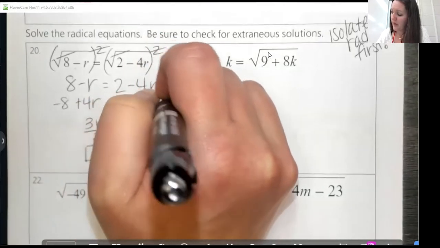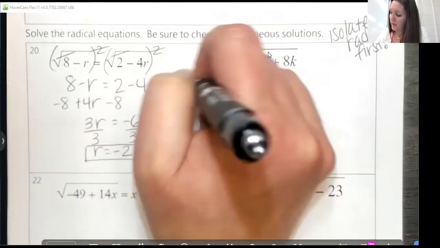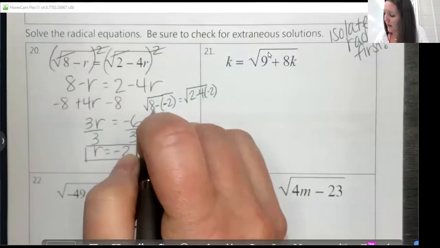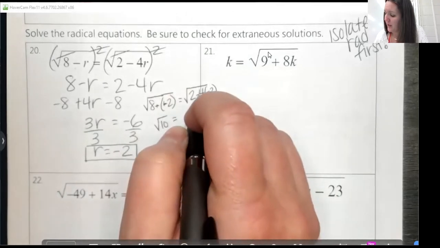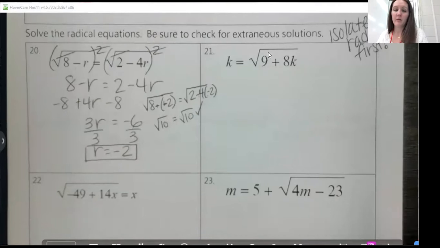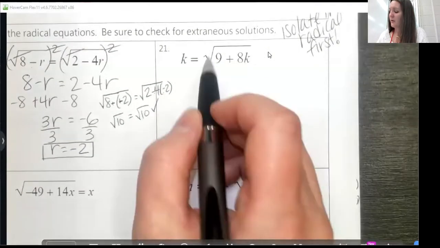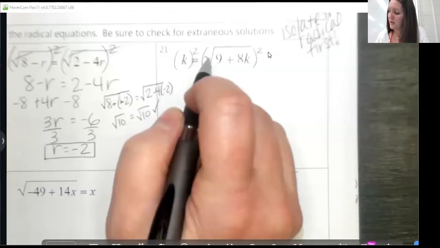So I have 8 minus a negative 2 equals the square root of 2 minus 4 times negative 2. So I have plus a positive 8, that's the square root of 10. And then negative 4 times negative 2 is positive 8, plus 2, and that's 10 as well. So we check out. We're good. All right, next one. My radical is isolated, so we're going to square both sides because it's a square root.